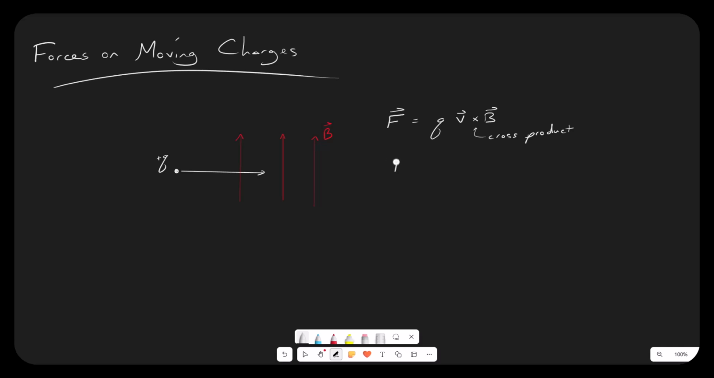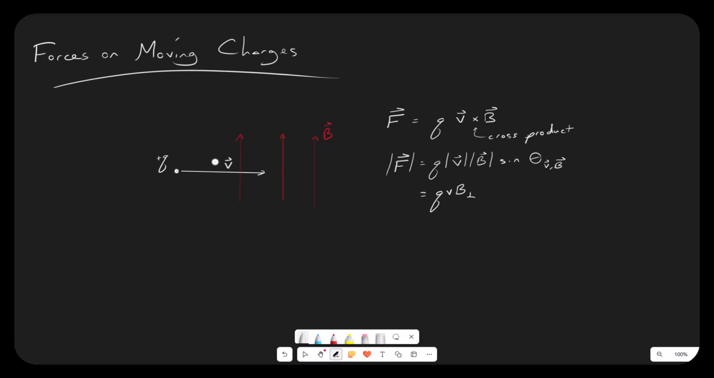So for the magnitude, the force is going to be Q times magnitude V, magnitude B, times the sine of the angle between V and B. That's how you'll see it written a lot of the time. The way that I would like to write this is Q, V perpendicular, B. What that means is that right now, my velocity and my B field are perpendicular.